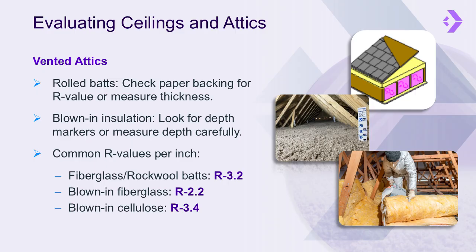Then, the insulation's R value will depend on the type of insulation. You can look this up by insulation type or by a number of reputable online tables. But for the most common types, fiberglass or rock wool batts will be about R 3.2 per inch. Blown-in fiberglass is R 2.2 per inch. Blown-in cellulose is R 3.4 per inch. If you have other insulation types, such as spray foam or dense pack cellulose, try to determine its type, thickness, and R value per inch from suppliers, construction documents, or trusted online resources.